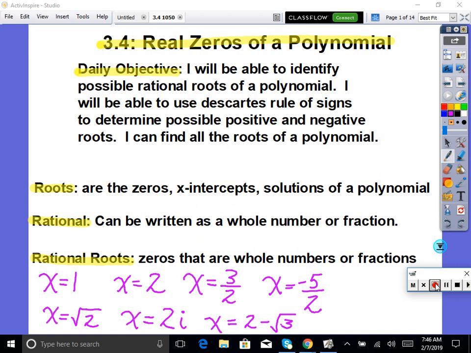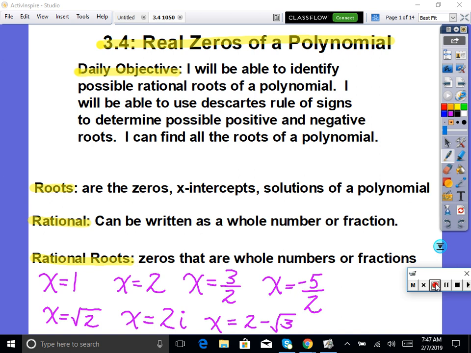So what we're going to be able to do today is identify possible rational roots of a polynomial, and then you'll also be able to use Descartes' rule of signs to determine possible positive and negative roots, and then also you can find all the roots of a polynomial.